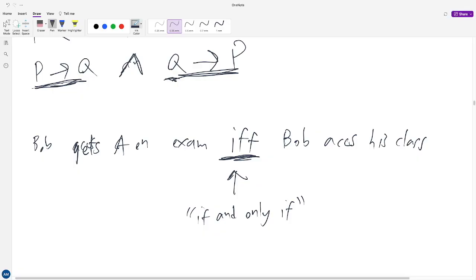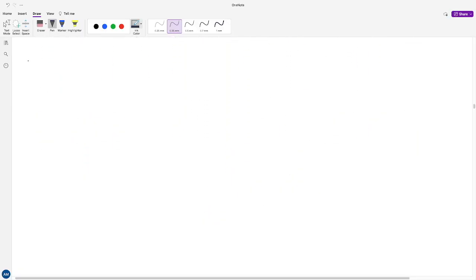Now that we covered biconditionals, I want to get into combining these logical connectives that we learned. So, not, and, or, and then these two, implies and biconditional. I want to combine a few of these logical connectives into creating more complicated propositional statements. And yeah, so let's do that.